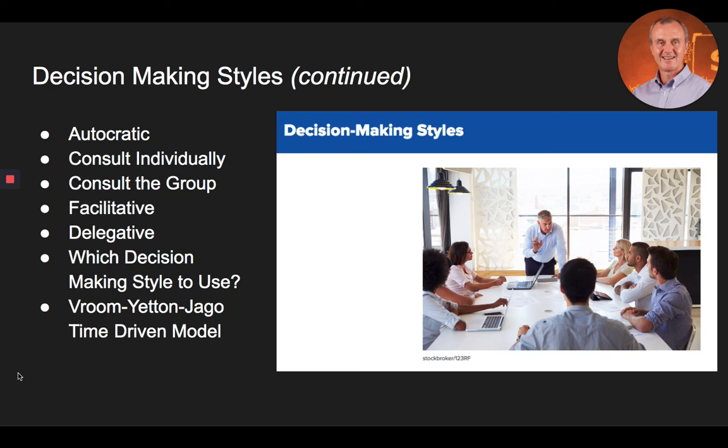Although studies reveal evidence that the Vroom-Yetton-Yago time-driven model provides a sound basis for choosing a decision-making style, one study indicates a 68% success rate. There are a couple of caveats to keep in mind when trying to apply it.